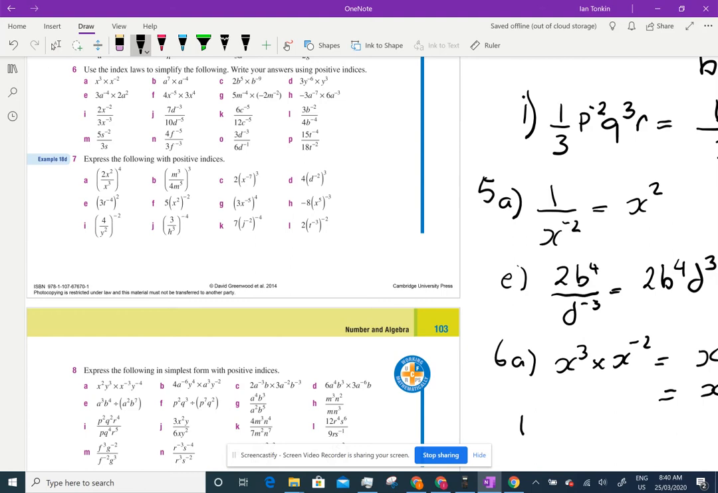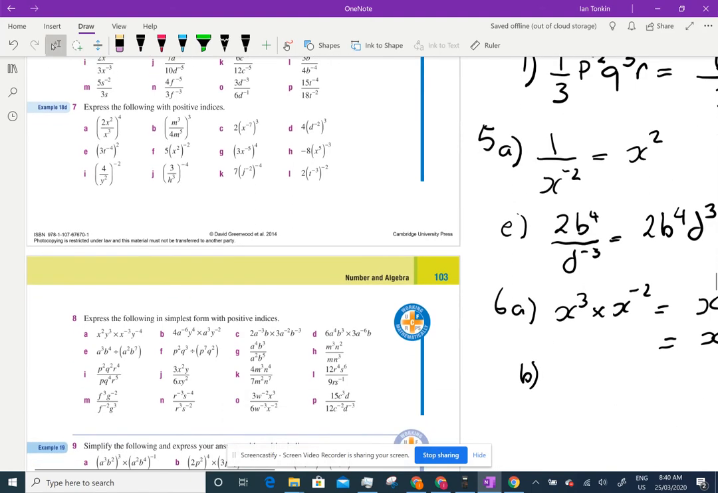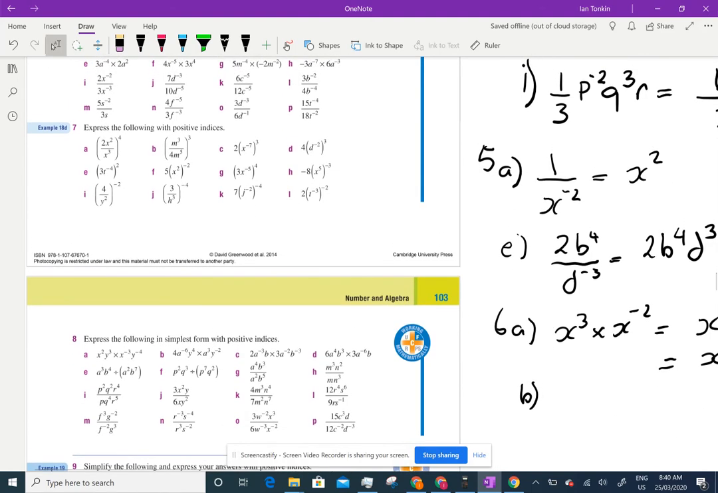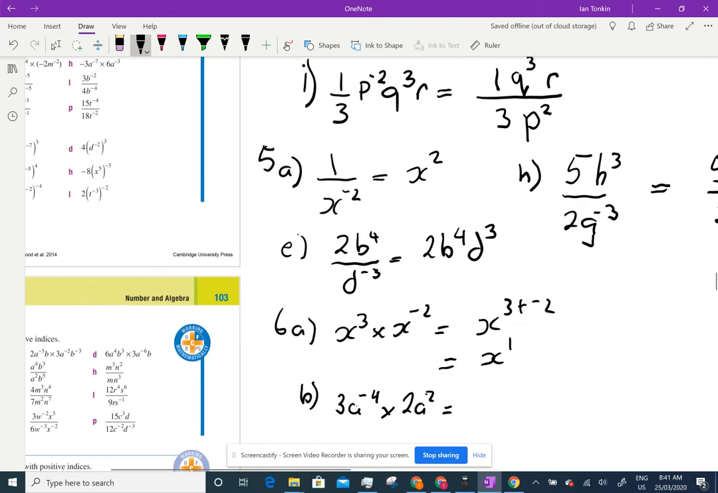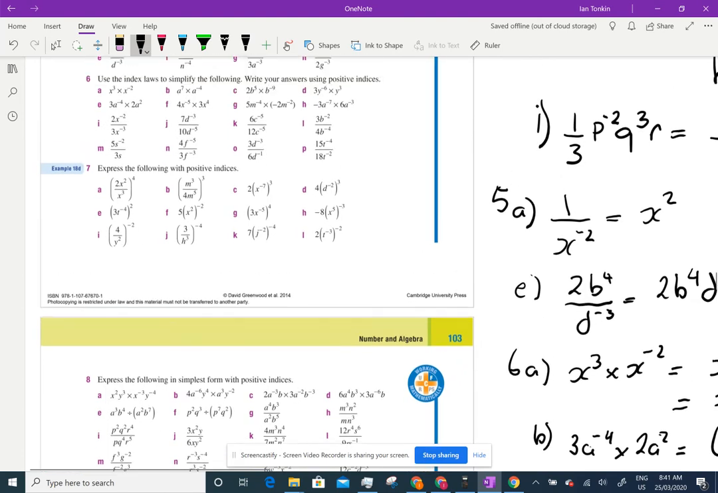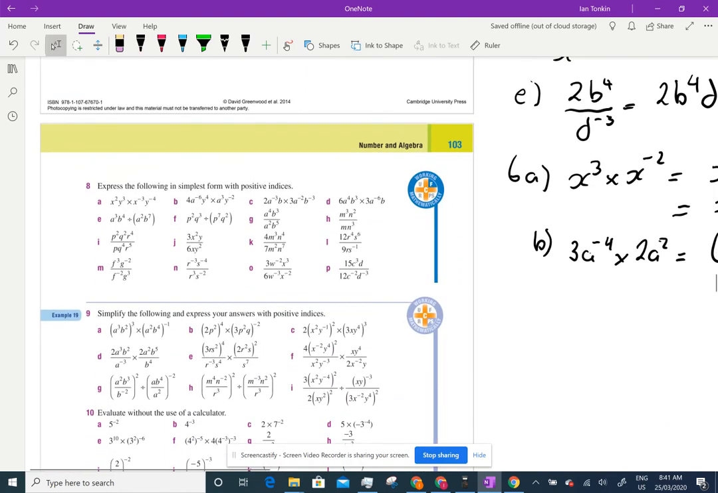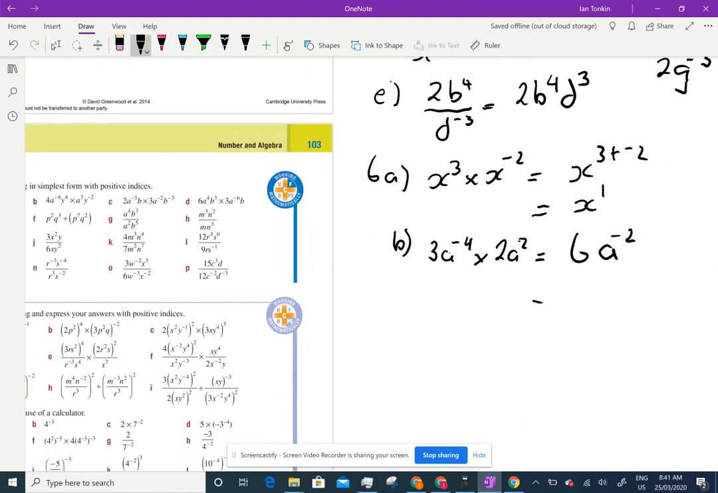Because we're adding the powers. The next one, b. 3a to the negative 4 times 2a squared. Well, we multiply the two numbers. 3 times 2, we get 6. Then we add the powers. And a to the negative 4 plus 2 is negative 2. But they want me to write this with only positive indices. So now I've got my simplest answer. I've just got to write that 6, and I have to put that a squared in the denominator.